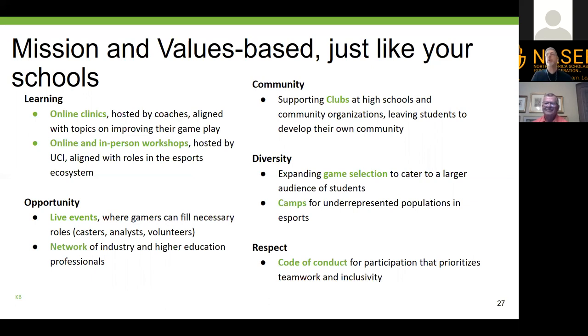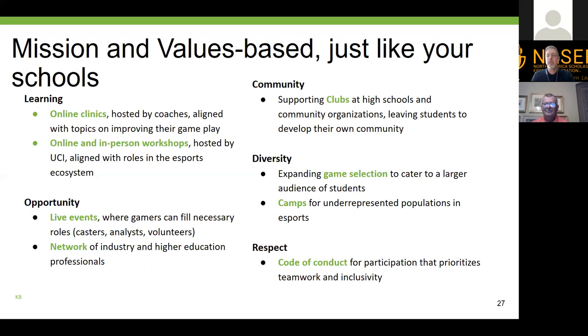Respect is important. We typically see esports are played by boys, Asian and white boys of a certain socioeconomic strata. And we're looking to break down that stereotype and say, doesn't matter your zip code, doesn't matter your skin tone, doesn't matter your preference or what language you speak at home.